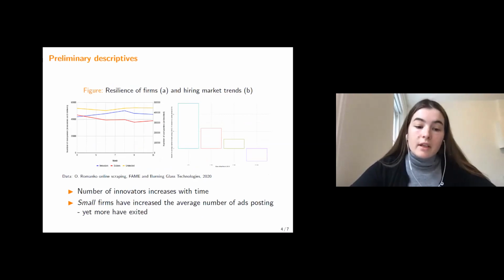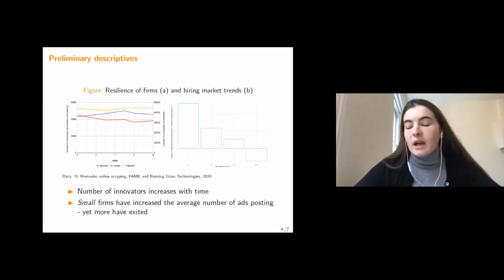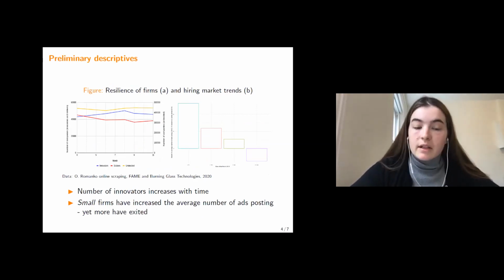On the left-hand side, you have the resilience measure that Oleksii has computed. We haven't really looked into all the small variations that you see on the graph, but quickly, the blue line is the number of innovators.